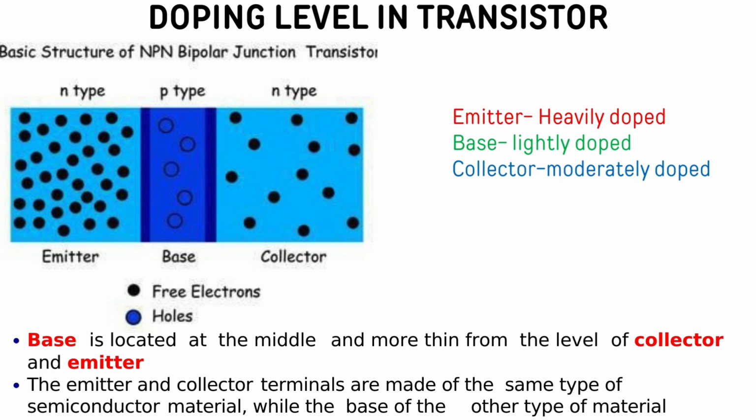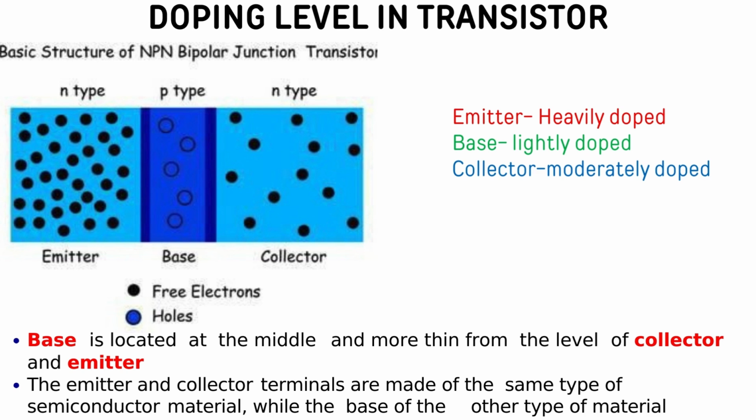Doping levels in transistor. The basic structure of an NPN bipolar junction transistor. The figure represents an NPN transistor, and in an NPN transistor, emitter is connected at the N-type material, base is connected at the P-type material, and collector is connected at the N-type material. The figure represents free electrons encircled with black, and holes. Base is located in the middle and is thinner than the collector and emitter.